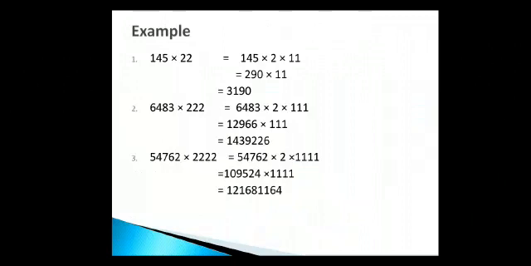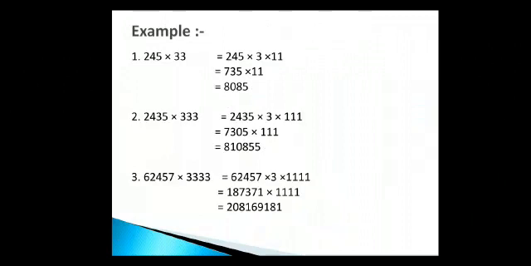And the next example is 54762 into 2222. So we can write 54762 into 2 into 1111. At first we multiply by 2 and get the answer 109524. Again multiplied by 1111. So by the rule of multiplication of 4 times 1, we get the answer 121681164.